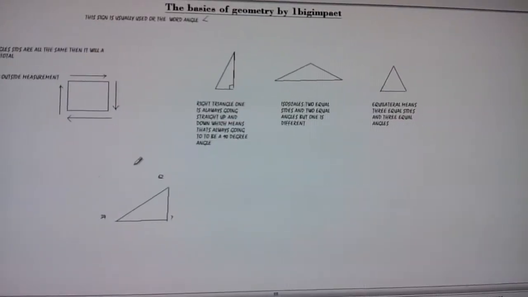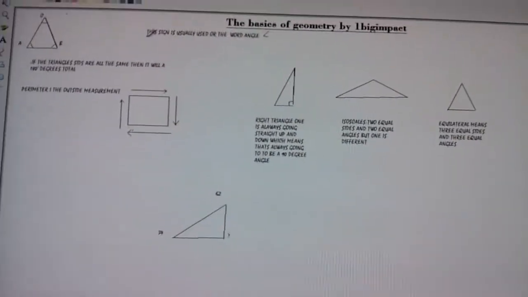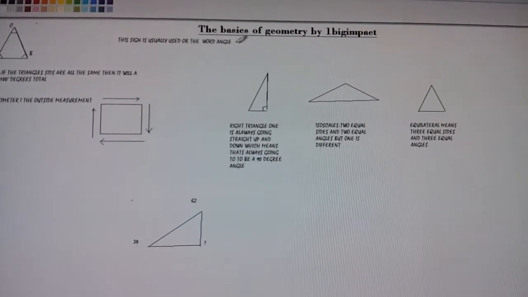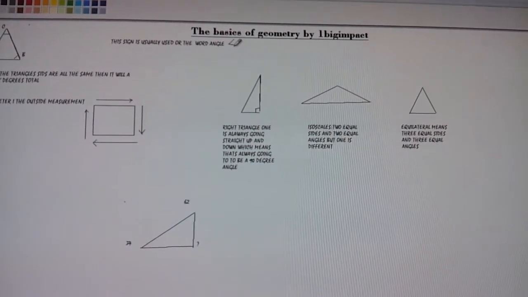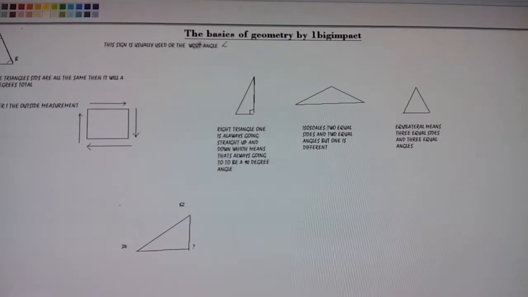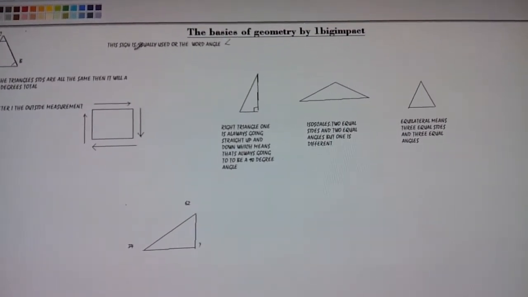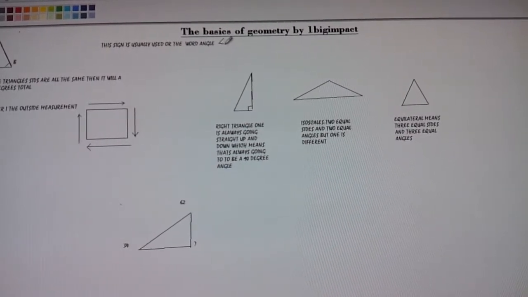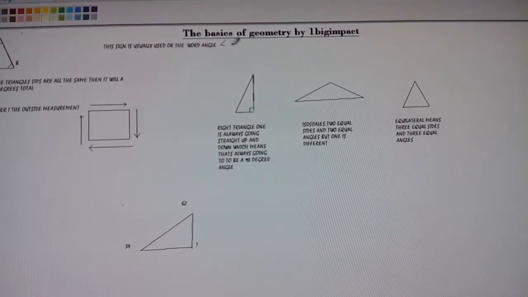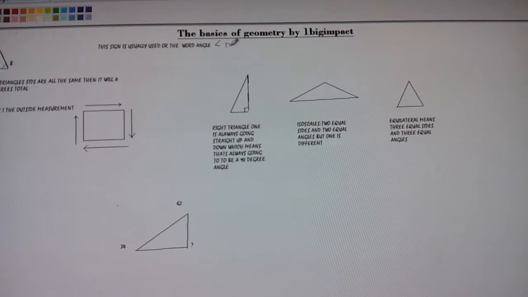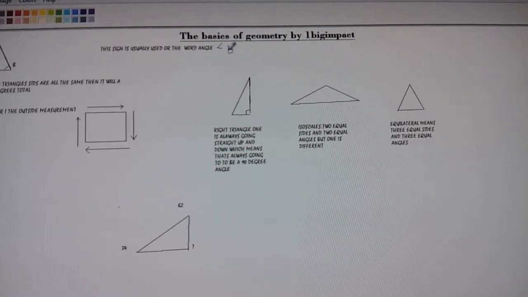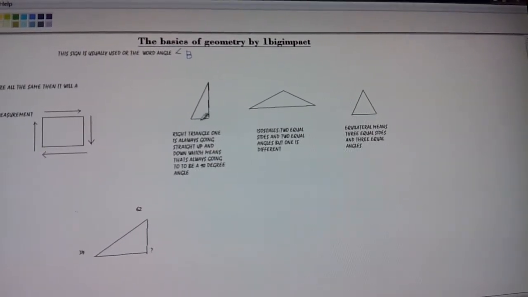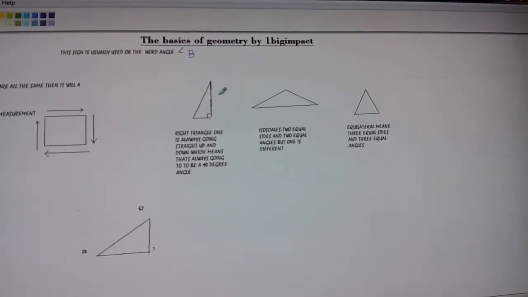Also, some of the basic things you're going to see. This sign is usually used for the word angle, just a small little angle. So if it says, what is the angle sine of B, or whatever it says at that time, then you know to check B. If this is B, well, it's going to be 90 degrees.